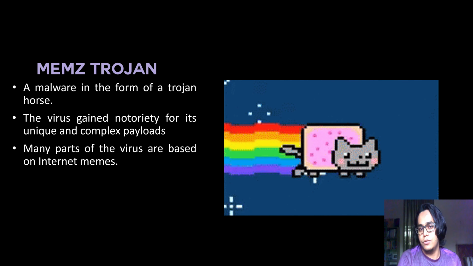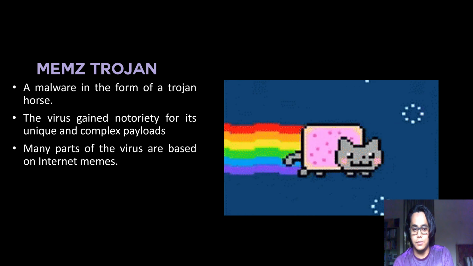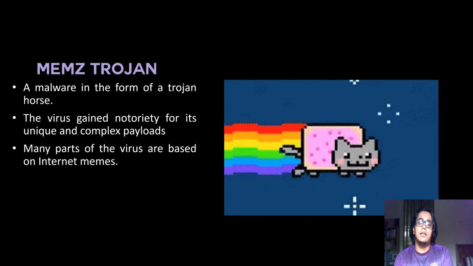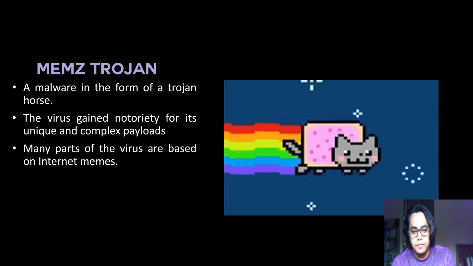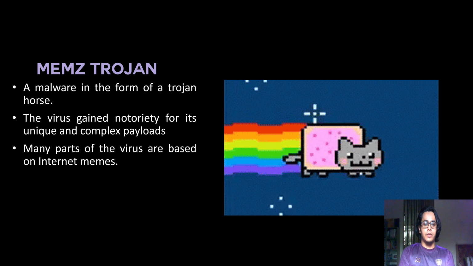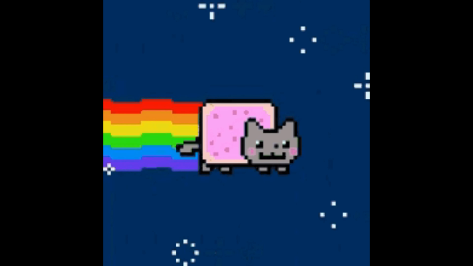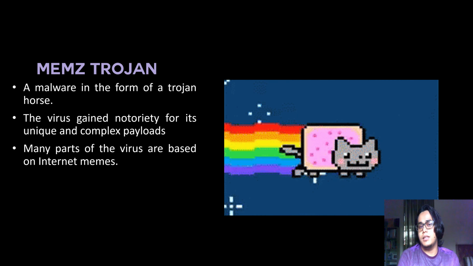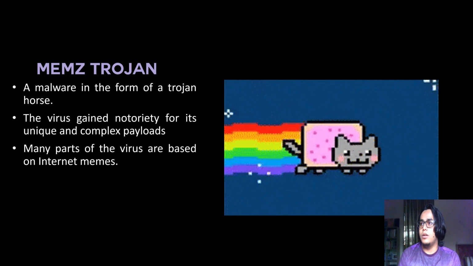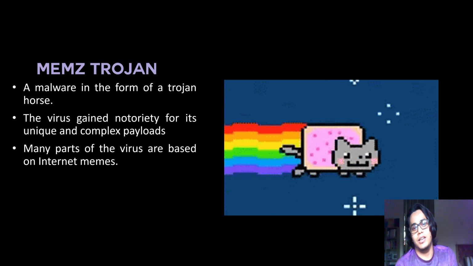For example, for Trojan horse, which means Trojan, it is malware in the form of a Trojan horse made for Microsoft Windows. The virus gained notoriety for its unique and complex payloads, which automatically activate after each other, but some with delay. Many parts of the virus are based on internet memes. For example, the virus overrides the boot sector with an animation of Nyan Cat. So when the computer system is infected and the user wants to start their computer, the Nyan Cat will pop up and the user cannot access their computer.